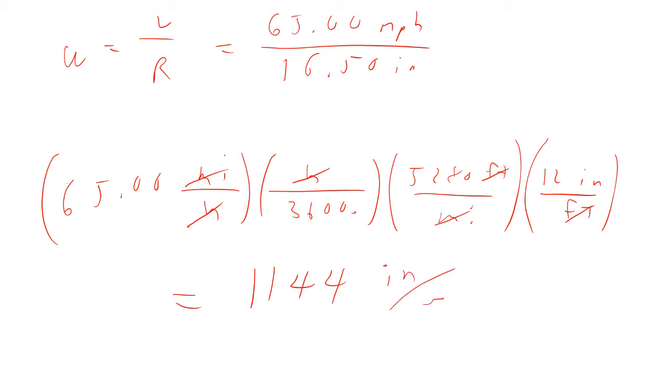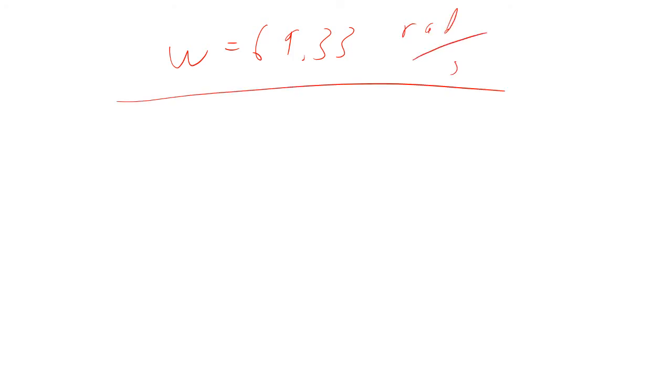Okay. So now we just say omega is going to be 1144 inches per second divided by 16.5 inches. So omega is 69.33 radians per second.